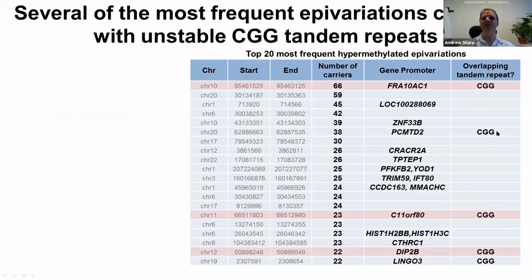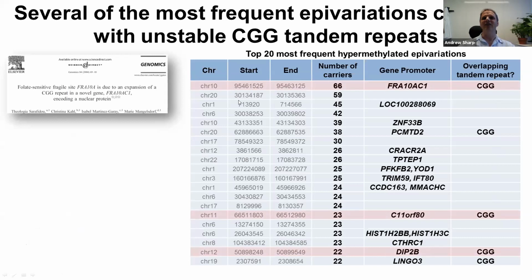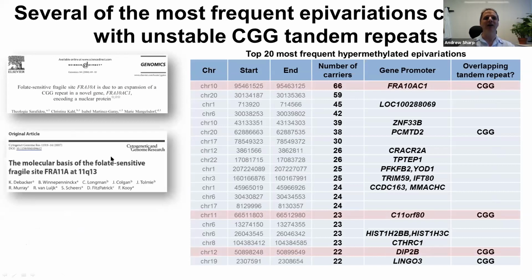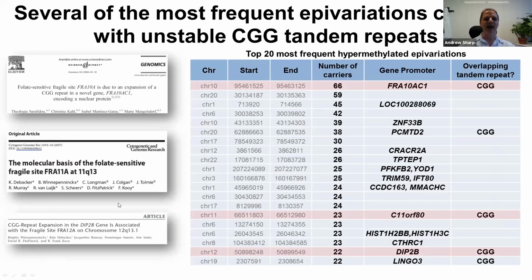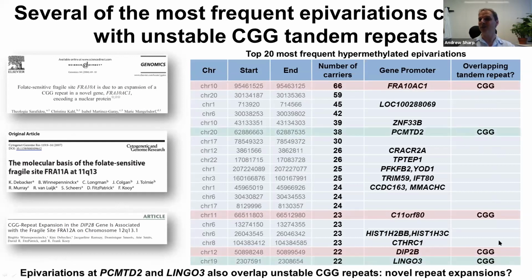Of 3 of those 5, it's already known that these loci have hypermethylated CGG repeat expansions that occur at some frequency in the population. FRA10AC is fragile site 10AC1. FRA11A is caused by expansions in the gene C11orf80. And fragile site 12A is caused by CGG expansions in DIP2B. And you'll notice there are 2 others which have not been previously reported, where we also see common gains of methylation with an overlapping CGG repeat.